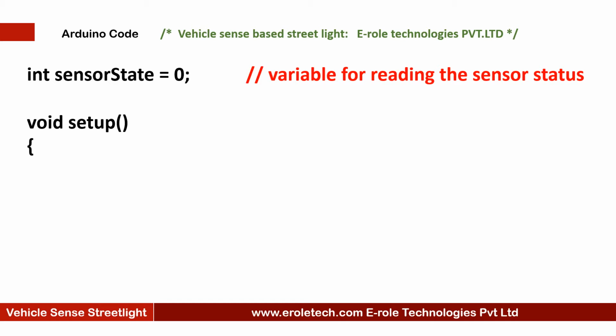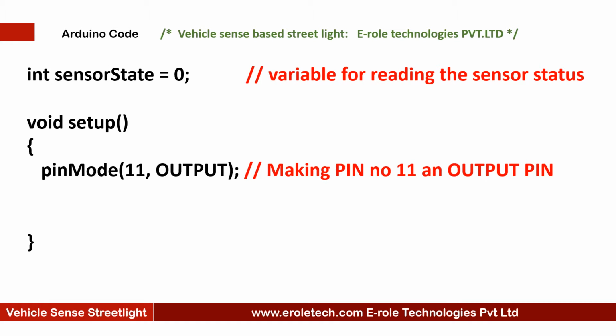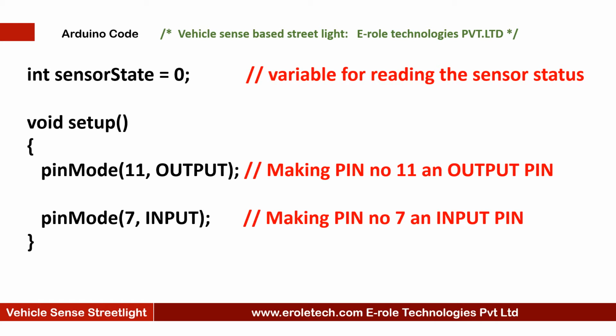Void setup is a function that we create at the top of each program. Inside the brackets is the code we want to run once, as soon as the program starts running. In this project, we will give high or low signals to the LED connected at pin number 11, so we will make pin number 11 an output pin. We will read the status of the sensor connected at pin number 7, so we will make pin number 7 an input pin.